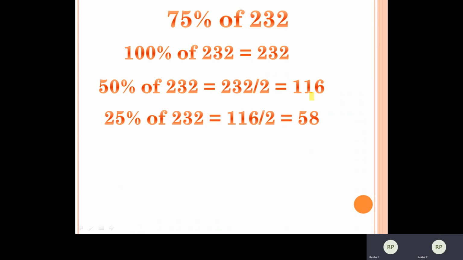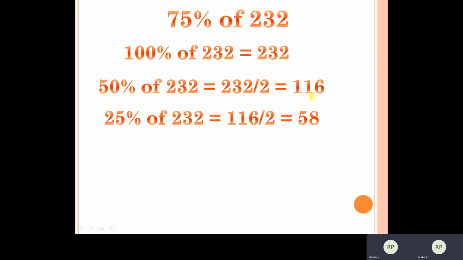Now these numbers are all easy. If you are asked to write 100% of a number, it is the whole number. 50% of a number is nothing but the number divided by 2, and 25% is nothing but 50% divided by 2. Whatever is 50%, that is divided by 2. So all these things you can find out easily.